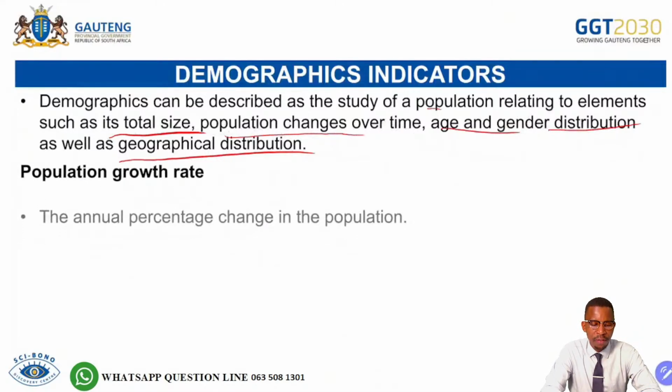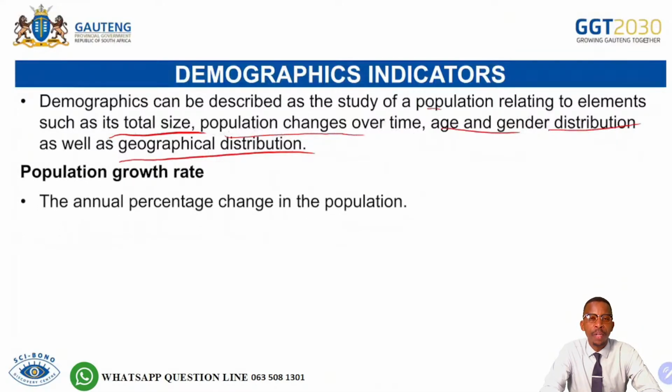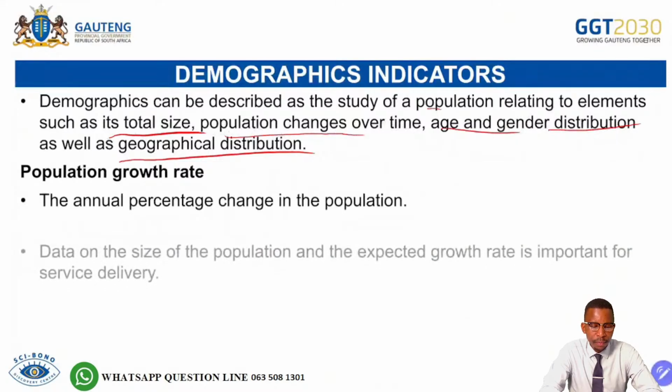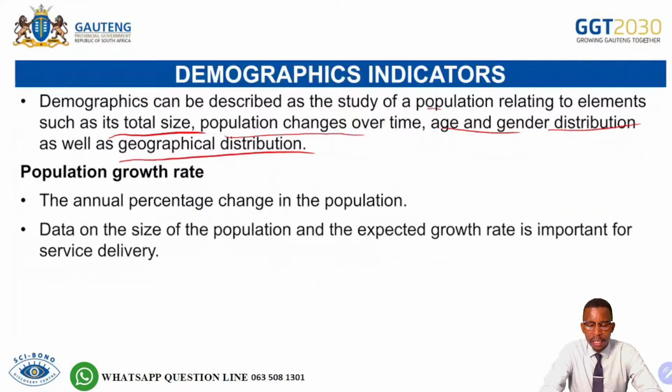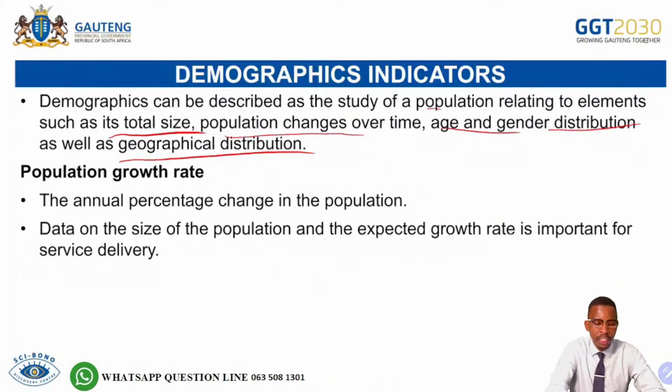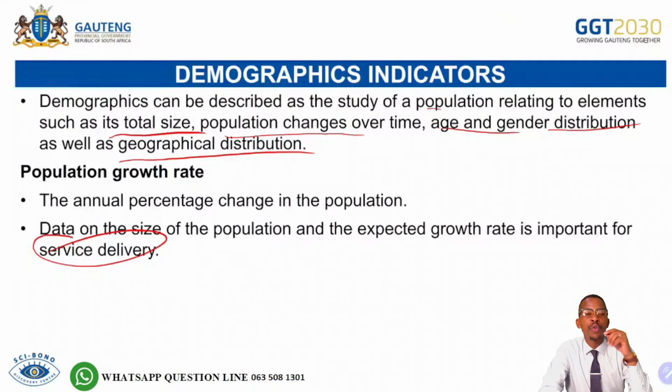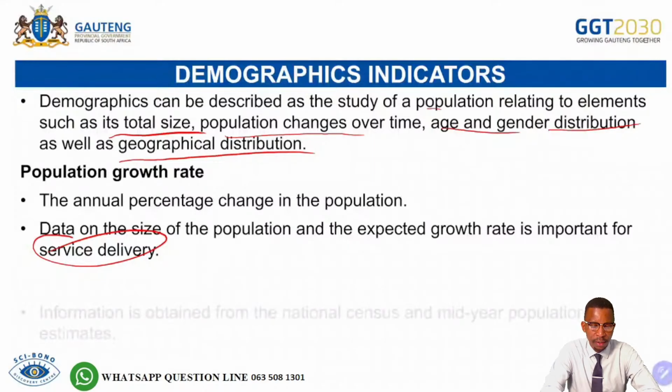Population growth rate, this one refers to the annual percentage change in population. So if the percentage change in population might increase drastically, that will mean we have an issue with demographic indicators. Data on size of population and the expected growth rate is important for service delivery. So it is very important for the government to obtain correct information about the change in population in specific areas, because without having that information, there will be poor service delivery. So services can be properly delivered if the data sent to the government is correct and adequate.